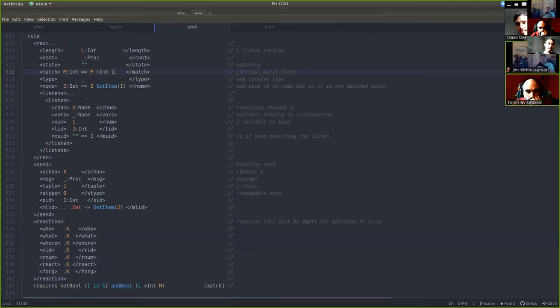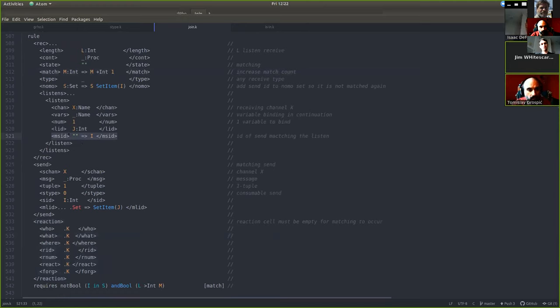So what it's saying is, if I have some listen on some channel, which I'm just calling X, and I have some matching send channel, and here I'm just saying I'm only sending one thing, so like a single process. Then what I'm going to do is in this match send ID cell, which is initialized with just an empty string, I just needed to put something there, because when K concretizes the configuration, you need to have some sort of information in all of the cells that are concretized. So I just put an empty string in it.